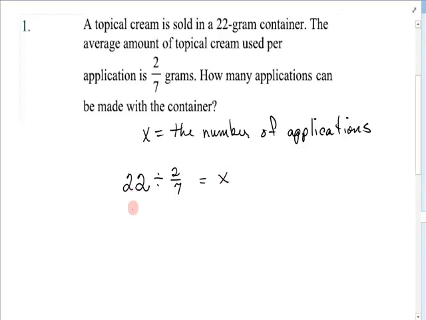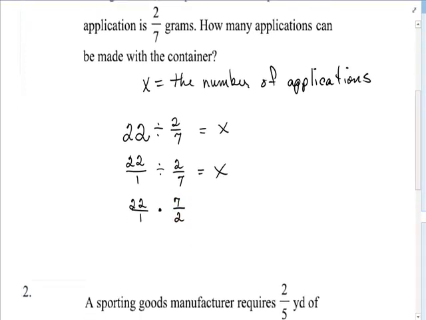All right, I always need to make sure that my whole number is written as a fraction. Put it over 1, so it's 22/1 divided by 2/7. I will then do keep, change, flip. So it's 22/1, that's keep, change, flip to 7/2. Let's see, 2 goes into itself once, 2 goes into 22 11 times. 11 times 7 is 77.